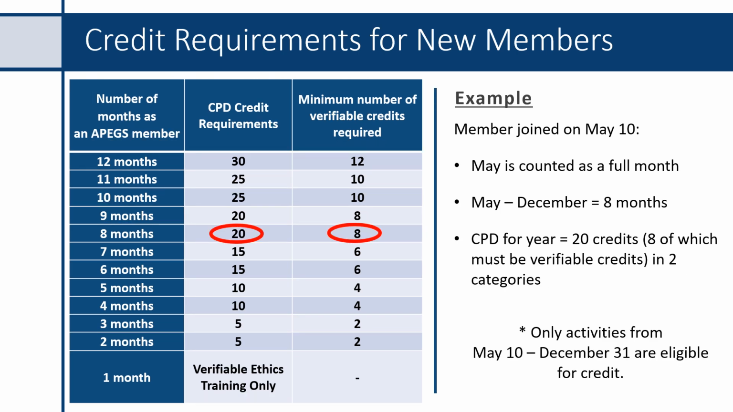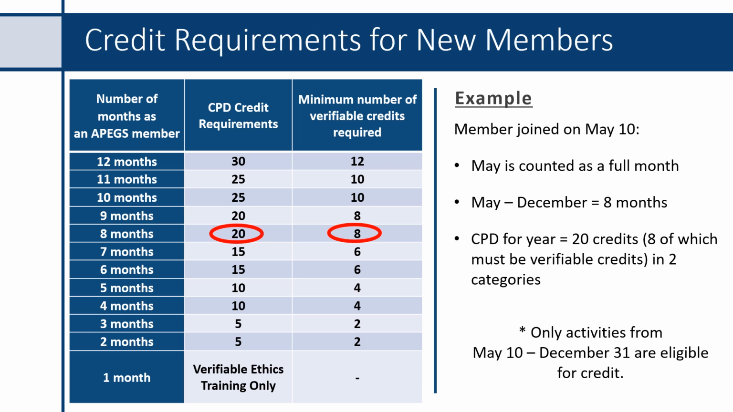Here's an example of how to calculate credits for your first calendar year of membership. Member A was approved for membership with APEGS on May 10th. Because their approval date was within the first 15 days of the month, they will count May as month 1. This means that this person was a member of APEGS for 8 months.